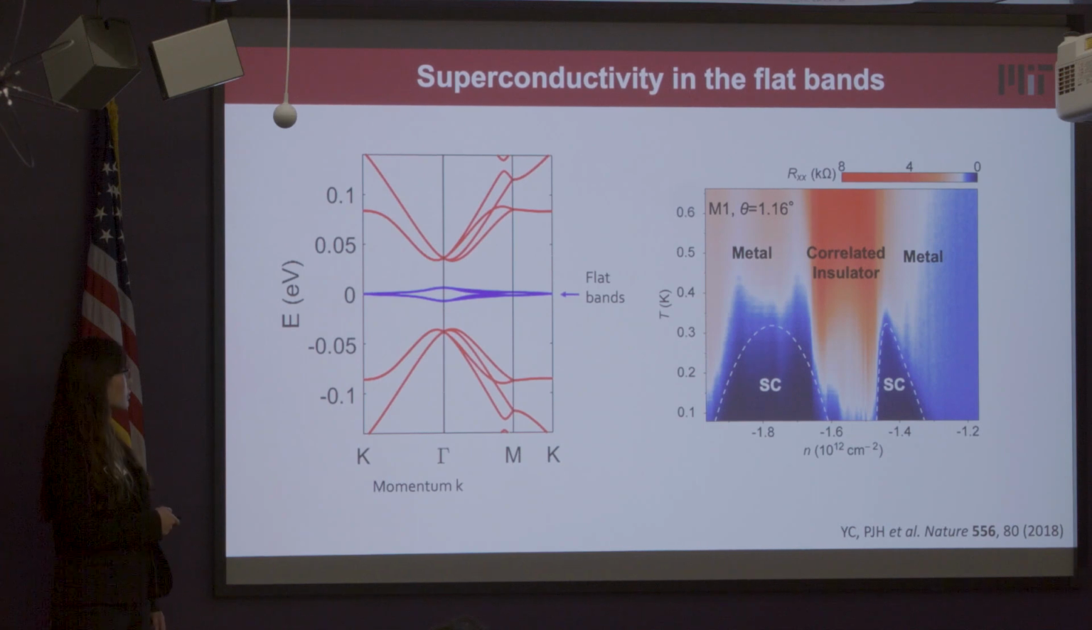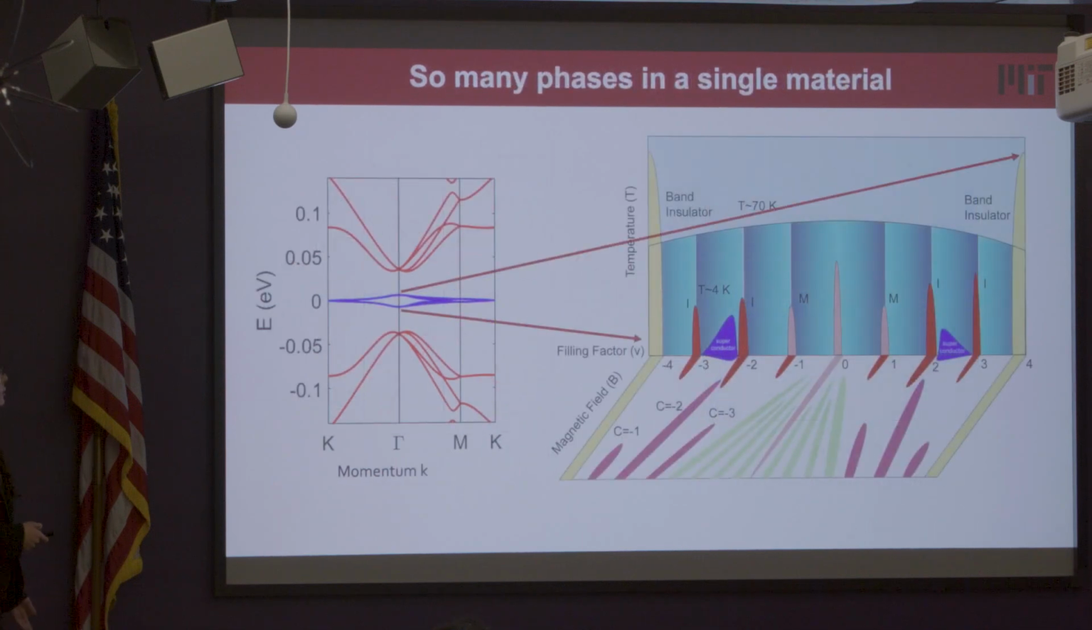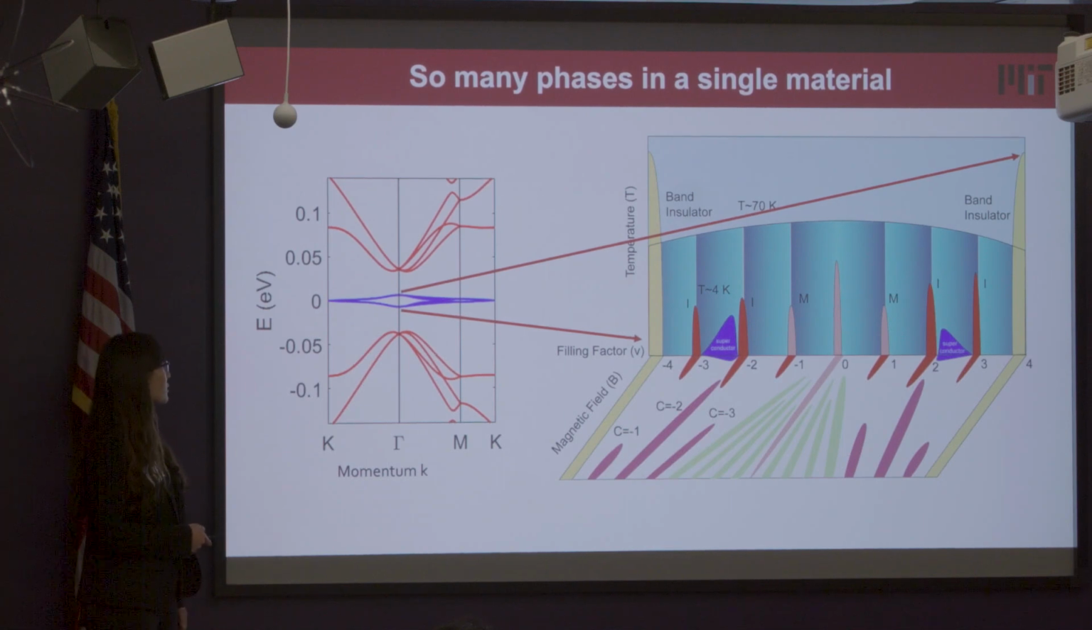And the fact that you can observe superconductivity at finite temperature, observable in the lab, in such low density makes it a very strongly coupled low density superconductor. And in these materials, although I'm not going to go into any of the details today, here's a brief schematic of different phases that were found in magic angle twisted bilayer graphene.